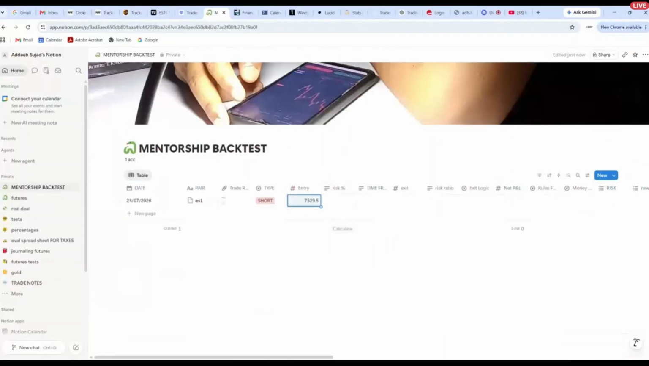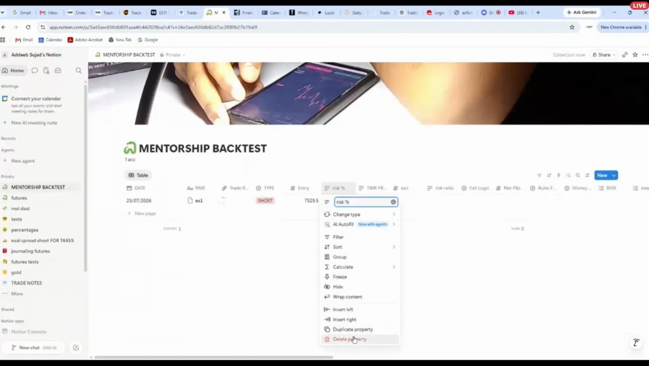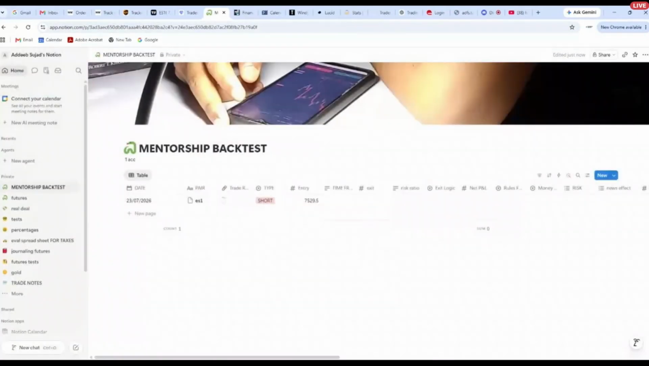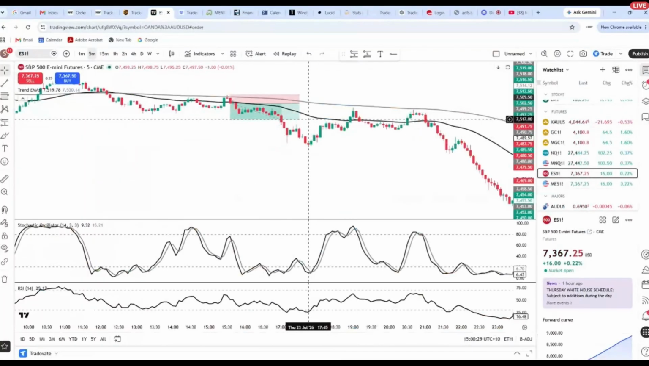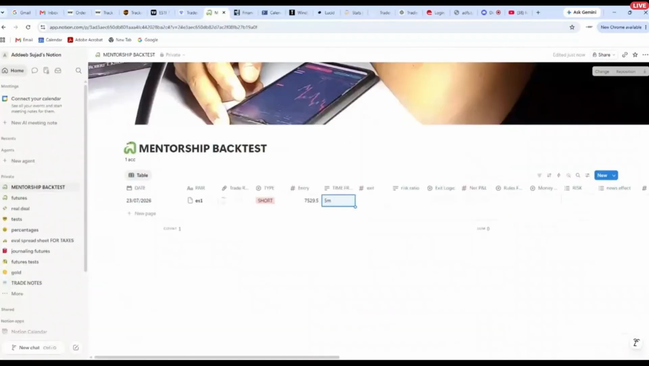The risk, because it's backtesting, there's no risk, so we'll probably just delete this. We only need this too. The time frame was the 5 minute, so you just write 5 minute. Exit is where you exit it, and we exited at this price. And the risk ratio was 1 to 2. The exit logic, yeah, we hit TP.